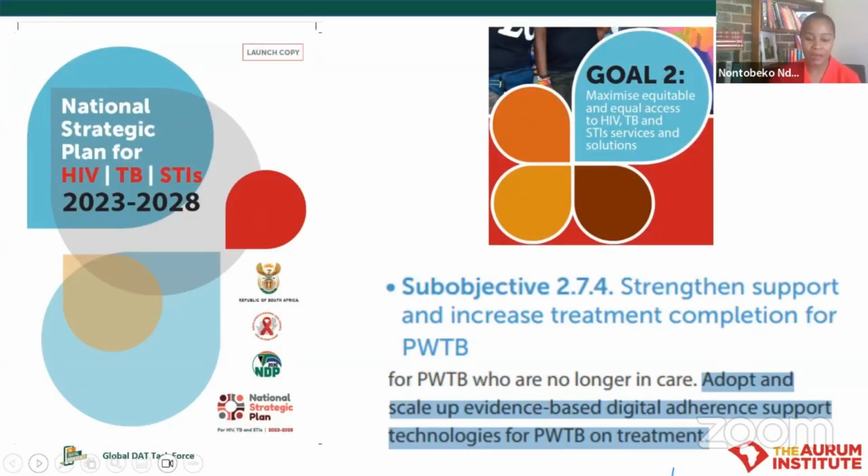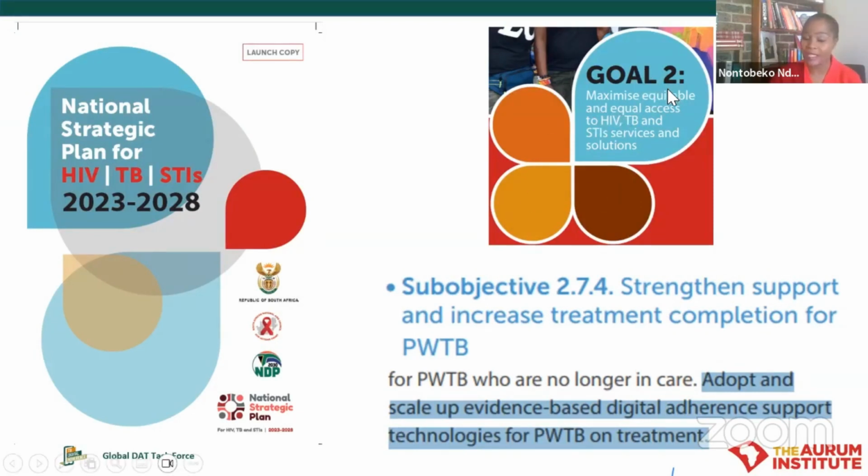So our current NSP, which is the 5th NSP, which was launched last year, will encompass our steps forward between 2023 and 2028. It is our national strategic plan for HIV, TB, and STIs, and it's actually the country's roadmap to guide and inform the country's responses to HIV, TB, and STIs, and also guide the country towards ending and eliminating these public health threats by 2030. So it has 4 interlinked goals.